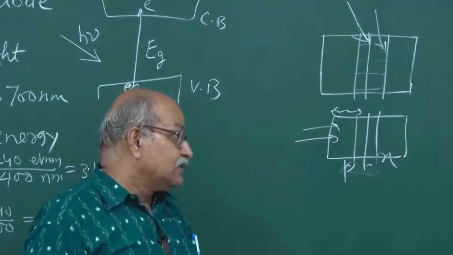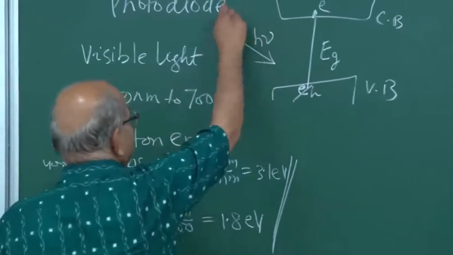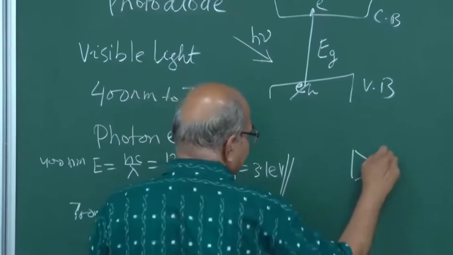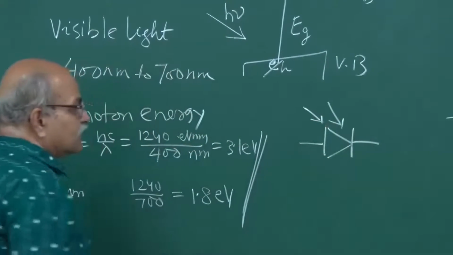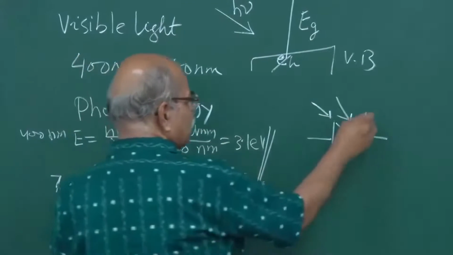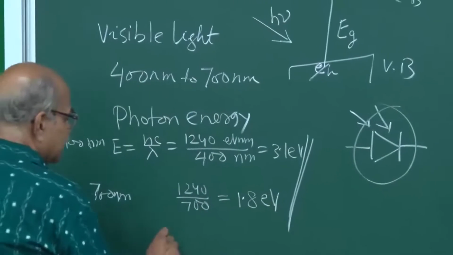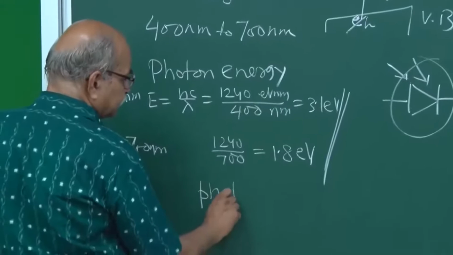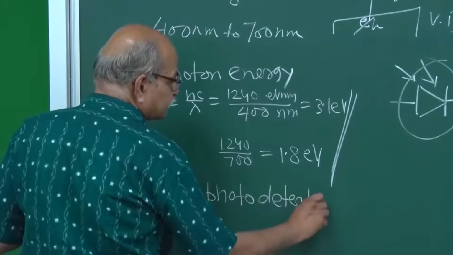And how it is used, okay, its symbol will be a normal diode and then two arrows. These two arrows represent that light is falling on this, so it is a photodiode. Okay? And this is used as a photodetector.